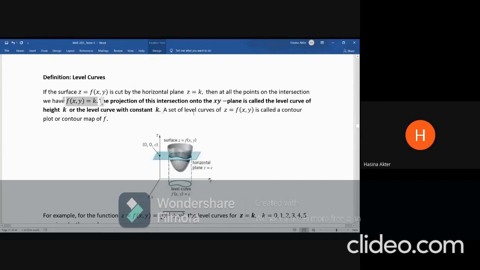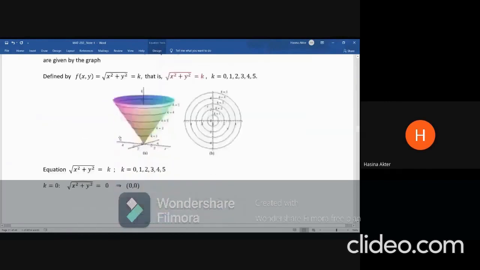The set of all level curves of the function is called the contour plot or contour map of the given function. Contour plot means, let me show you the next picture. For example, let's say that you have the cone. So if you set it equal to k, this is giving us the level curves, right?